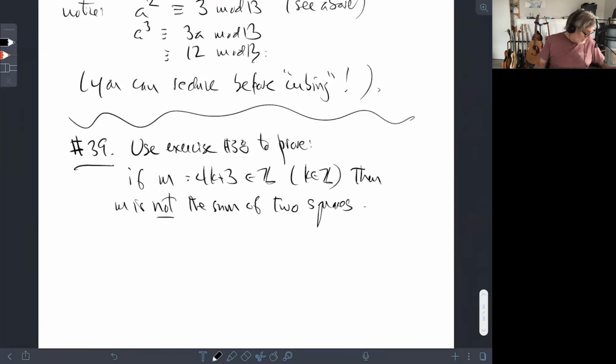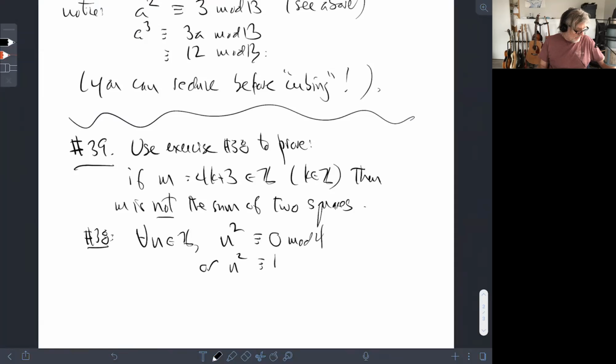All right, so what's 38? What's the statement? When they say use exercise, they mean use the statement, you don't have to do the exercise, although I've assigned it because it's actually easier. Is it easier? It's not harder. Okay, so 38 says that for any integer n, n squared is congruent to 0 or 1 mod 4. For every n in Z, n squared is congruent to 0 mod 4, or n squared is congruent to 1 mod 4.